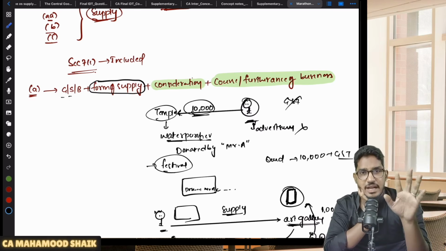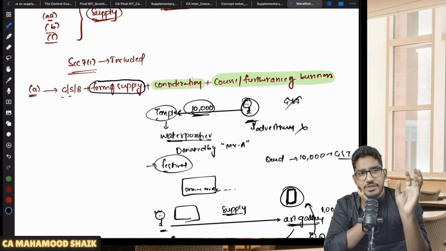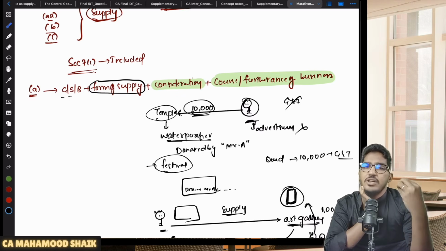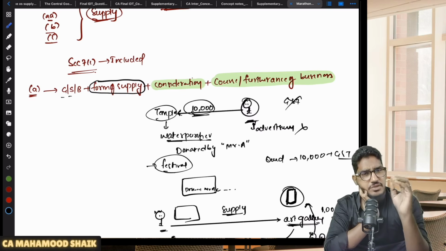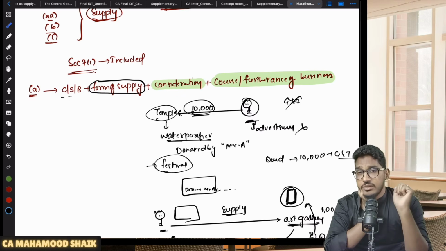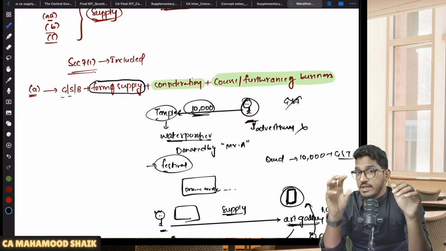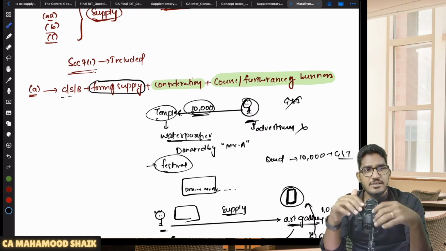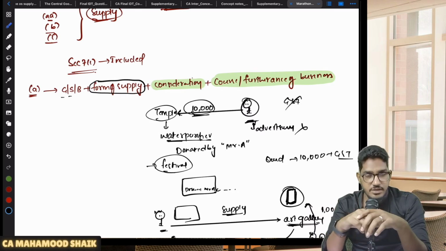Let us say you are a salaried employee. You purchased a car for your daily commute. After some number of years, your car has become worn out, and you are selling that car. Will that be considered as in the course or furtherance of business? No, it is not in the course or furtherance of the business because it is not your business activity. But if there is a second-hand car dealer who will buy used cars and sell them to another person, will that be in the course or furtherance of the business? Yes, that will be in the course or furtherance of the business.